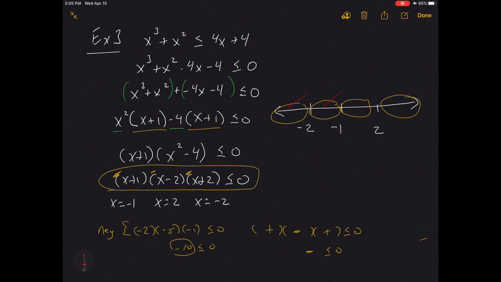All right, let's check the next section. Let's check anything in between -1 and 2. The easiest thing to pick is 0. So again, I'm just going to use the parentheses method here. If I were to take 0 and plug it in to all of these, 0 plus 1 is positive, 0 minus 2 is negative, -2, I didn't need to write the 2, and then 0 plus 2 is positive. So here I'm going to get two positives and a negative, which is also going to be negative, which means that that is less than 0, so that is a good section.